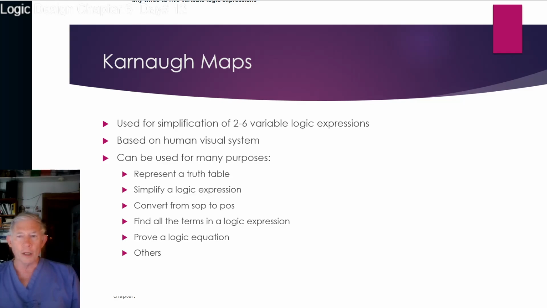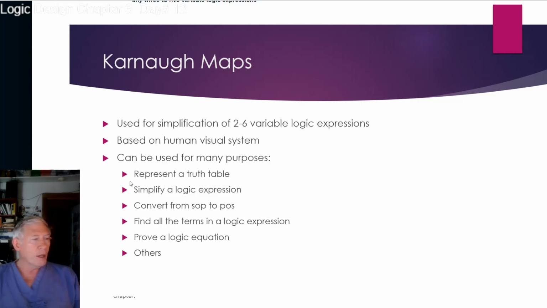So we can use them for functions that have 2 to 6 variables. It's hard for 6, but for 2 to 5 it works pretty well. And they take advantage of some of the natural human visual system abilities that you have. That's one of the reasons why students really like them, because it makes things visual and obvious, and it actually makes simplifying logic expressions really pretty easy. The only limit is that once you get past 5 variables, 6 variables at the most, it's not usable. You can't really use it.